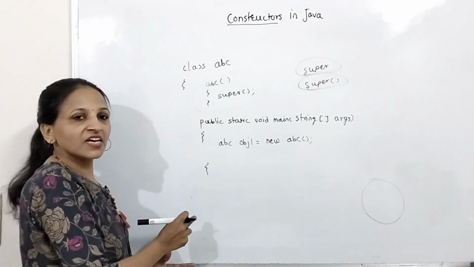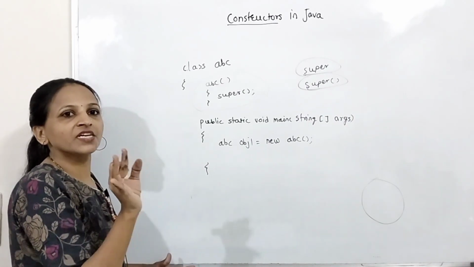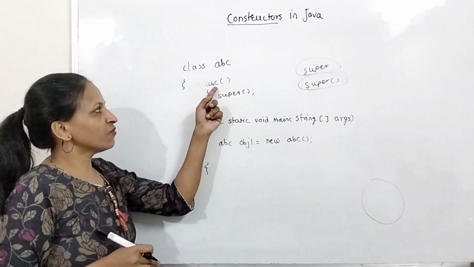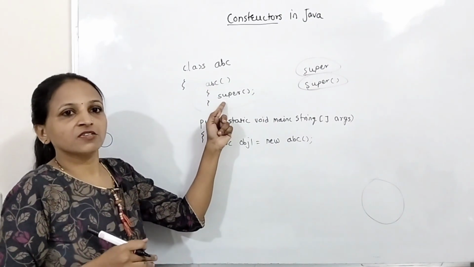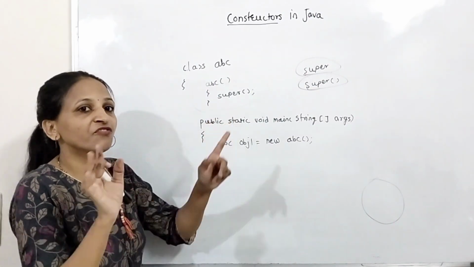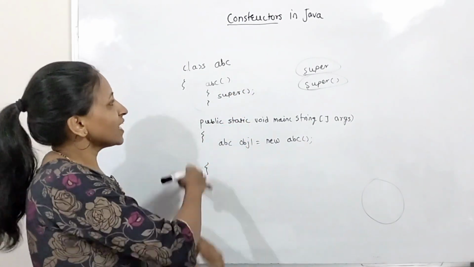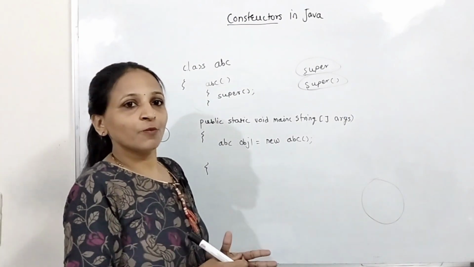See, this is a top level class. For a top level class, only default and public are allowed. That's why no other modifier will be there for this default constructor which is provided by the compiler. We are not writing this one.